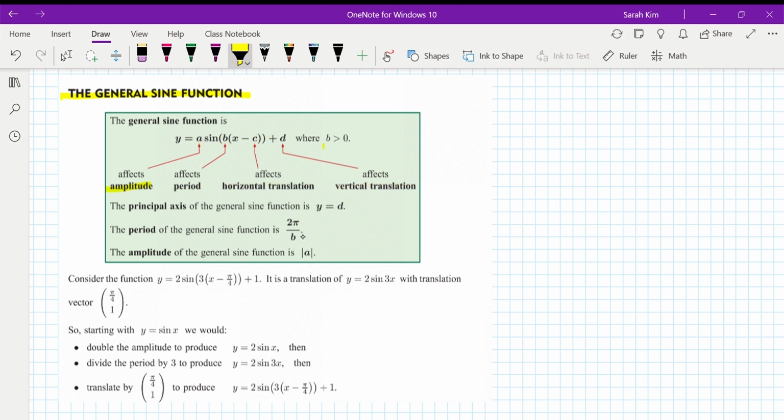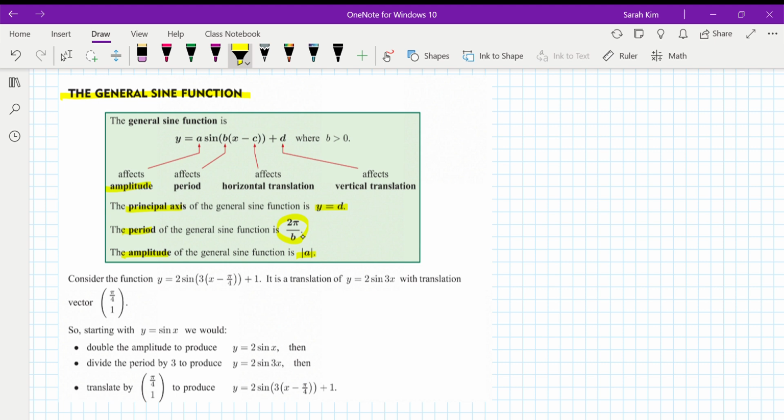B has to be not 0 as a condition. So write it exactly the same. Principal axis, we know that it's when y equals d. Period is 2 pi over b. Amplitude is mod a. So we've done all of this. Like we've looked at it. It was just a summary of all of it.